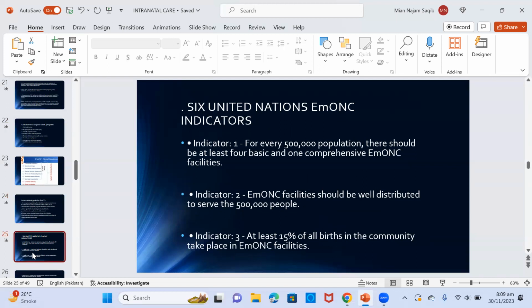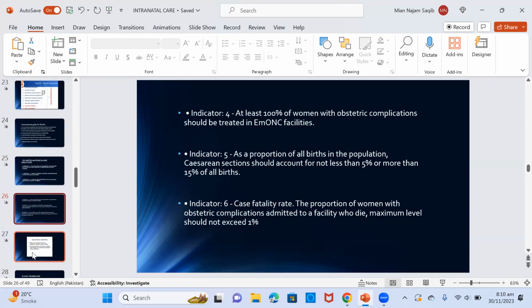6 United Nations emergency obstetric care indicators include Indicator 1, which is for every 500,000 population, there should be at least 4 basic and 1 comprehensive EmONC facilities. Indicator 2, EmONC facilities should be well distributed to serve the 500,000 people. Indicator 3, at least 15% of all births in the community to take place in the EmONC facilities. Indicator 4, at least 100% of women with obstetric complications should be treated in the emergency facilities.